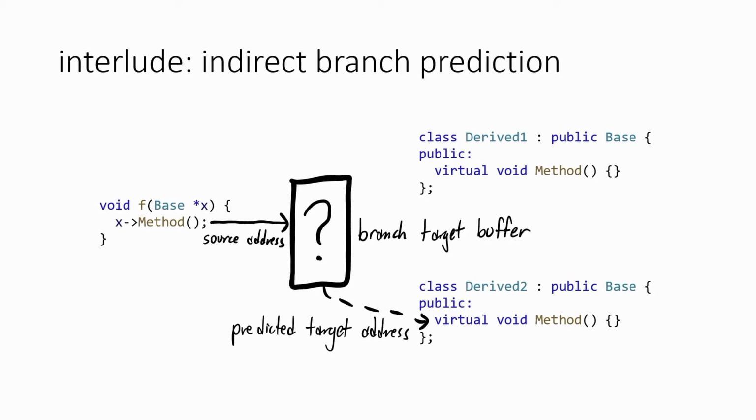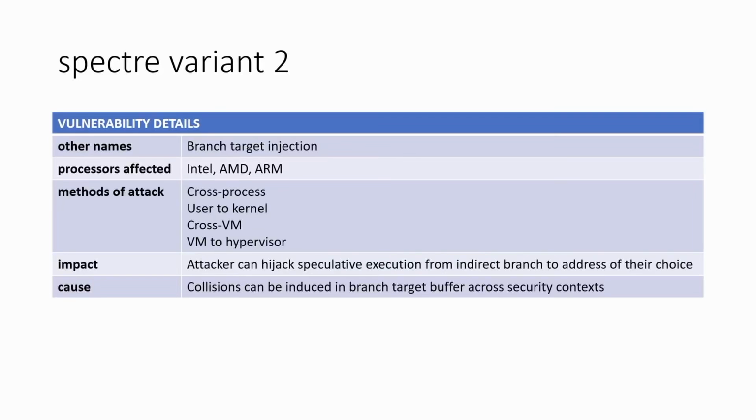And yes, it turns out that code can induce collisions in the branch target buffer and change the address that indirect calls in other contexts will speculate to. And that's Spectre Variant 2. This is really bad. It allows a hostile user process to steer speculative execution in the kernel to an address entirely of the attacker's choosing. The attacker can easily find an instruction sequence to leak the memory they care about. Other VMs and the hypervisor are vulnerable too.